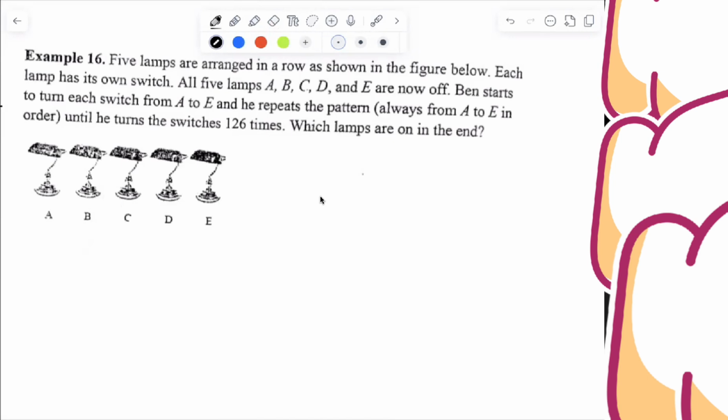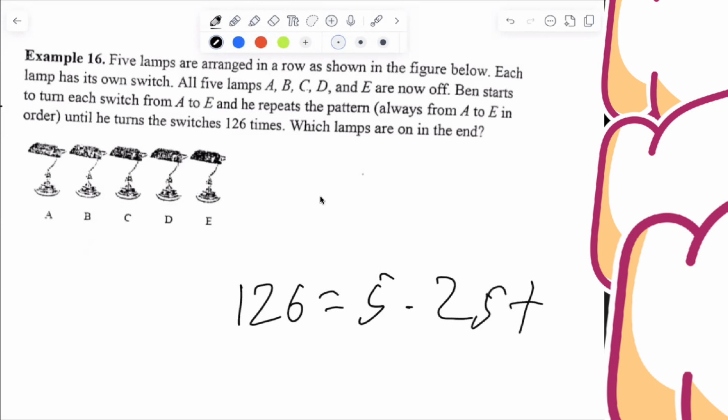It then gives you, since 126 is equal to 5 times 25 plus 1. If it's an odd number of times, it's going to be on. So all of them are going to be on after the odd number of times, but then the remainder of one is going to turn one off.